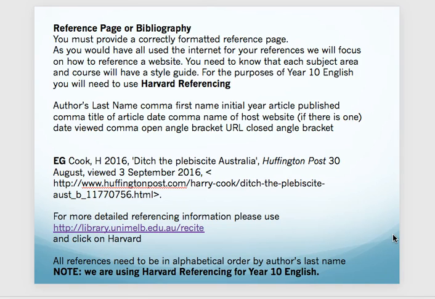For Harvard, if we're referencing a website, this is what we do. We do the author's last name, comma, first initial, year article published, comma, title of article, date, comma, name, host of website, if there is one, date viewed, comma, open bracket, URL, close bracket. So it ends up looking like this. Cook, comma, H, 2016, comma, ditch the plebiscite Australia, comma, Huffington Post, 30th of August, comma, viewed 3rd of September 2016, comma, your little angle bracket, the website, close angle bracket.